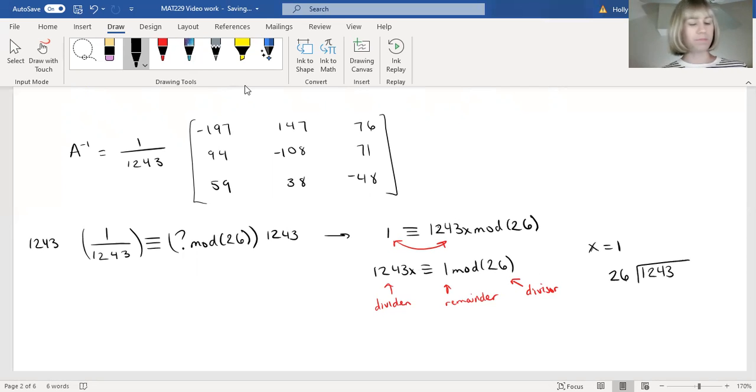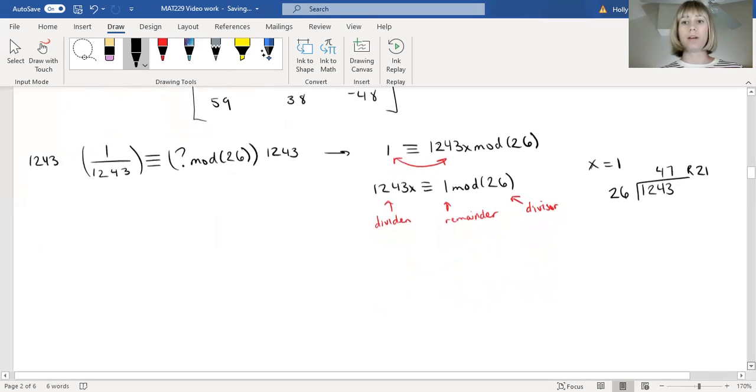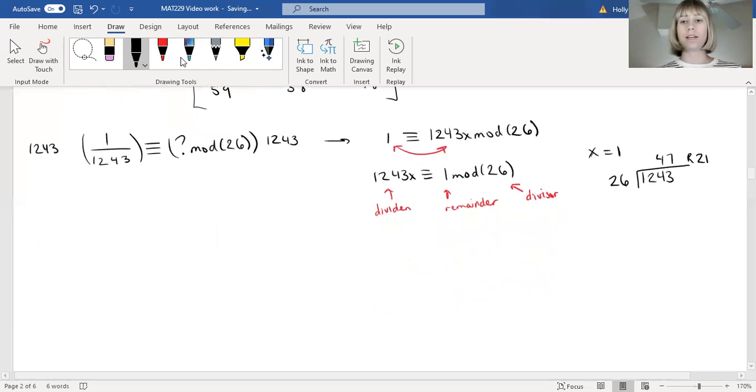And just so we don't have to go through all the long division on here, I'll just tell you the answer. It's going to be 47 with a remainder of 21. The remainder of 21 is not a remainder of 1. So 1 is not our answer for x. So we can continue going through x equals 2, x equals 3, and so on. But let's just cut right to the chase. The correct answer is going to be x equals 5.